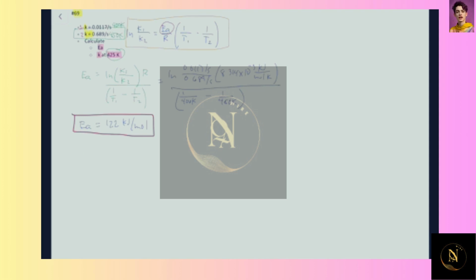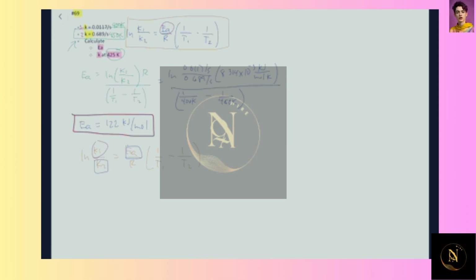Let me rewrite that equation. I have ln K1 over K2 equals EA over R times 1 over T1 minus 1 over T2. I'm calling this K2 still. So I have my K2, I have my EA, and I have my temperatures as well. What I want to do at this point is isolate K1.